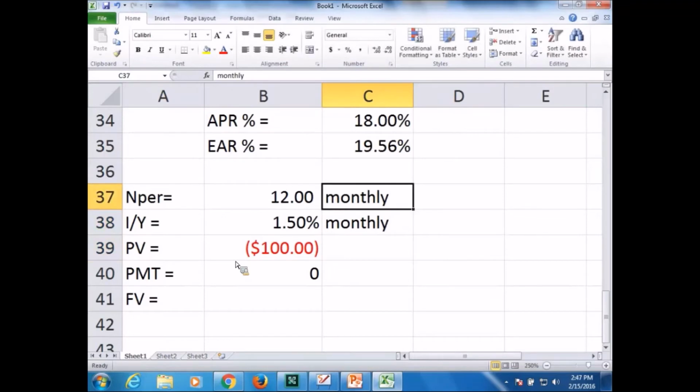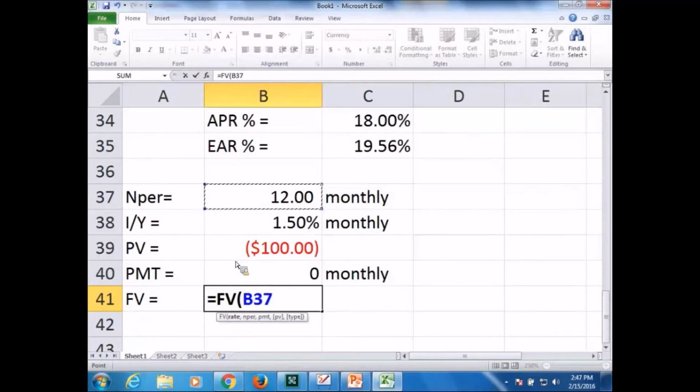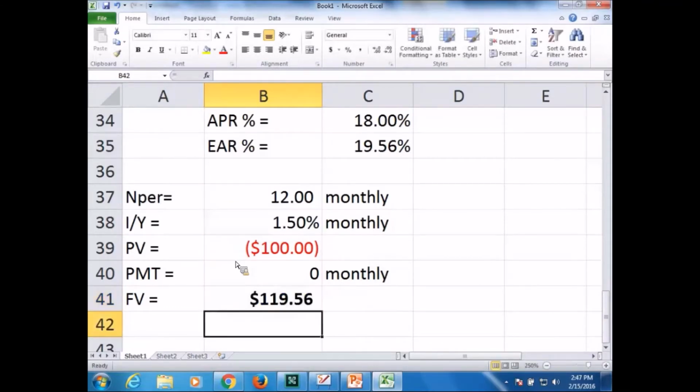The rate, the number of periods, and the payment, these three, all have to be expressed in the same time period. So if one is monthly, the other two need to be monthly. Okay, so let's find the future value. Our interest rate is 1.5 per month. Number of periods, our payment, nothing. Our present value is 100.